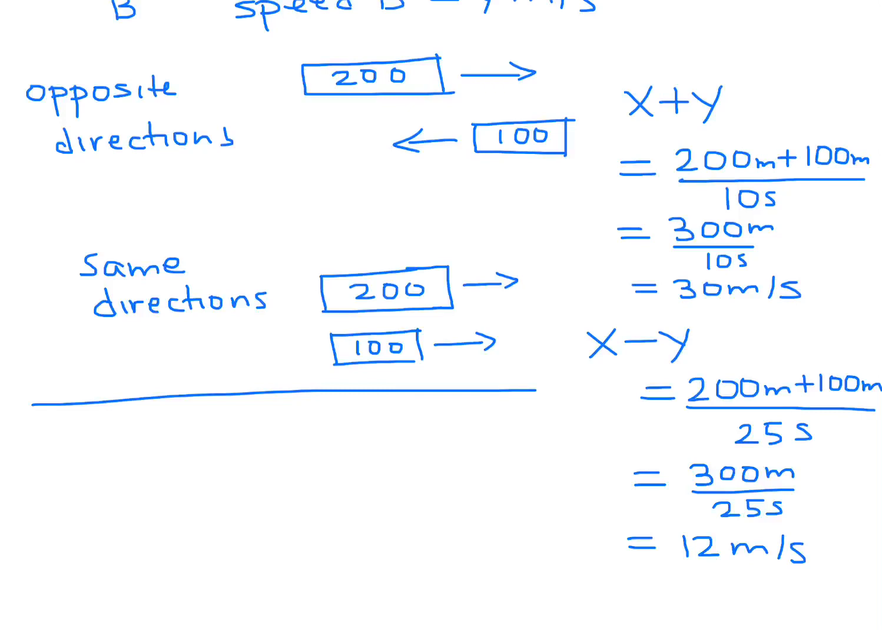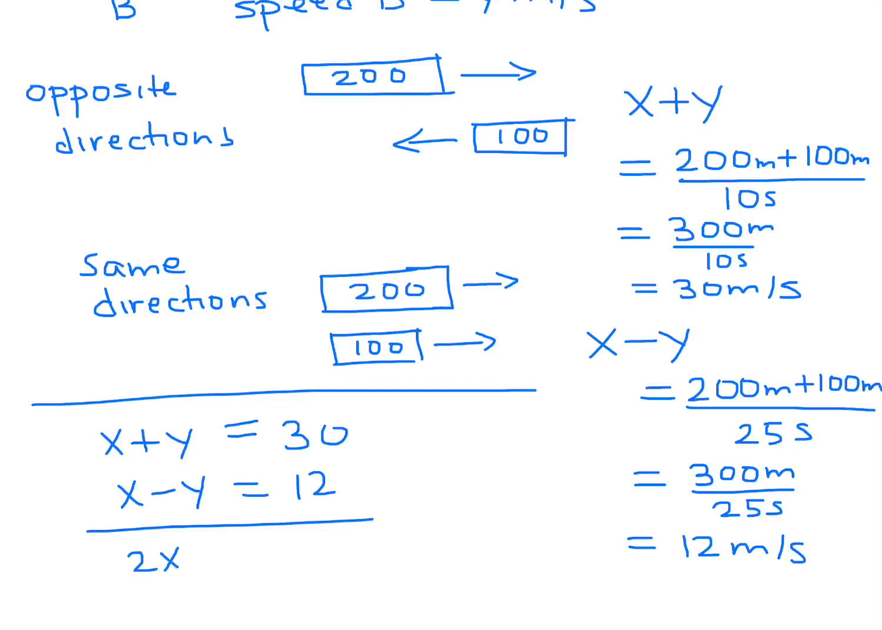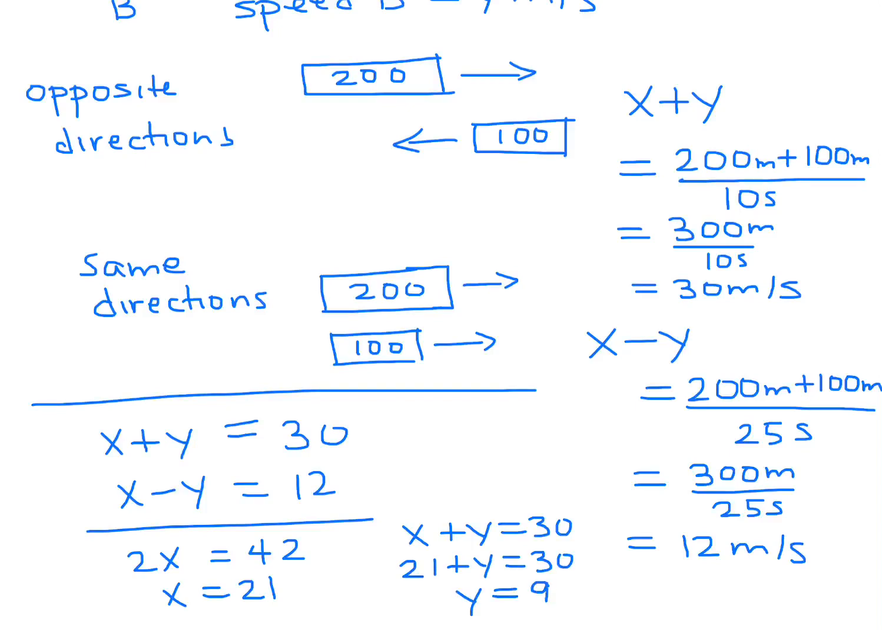So we've essentially gotten two formulas. We've got x plus y is equal to 30, and x minus y is equal to 12. If we were to work with these two, we could probably solve for x and y. The first thing I notice is that if you add these two, you get 2x equals 42. The y's cancel. x is equal to 21. And if you substitute 21 back into any of these, for example, x plus y is 30, 21 plus y is equal to 30, y is equal to 9.